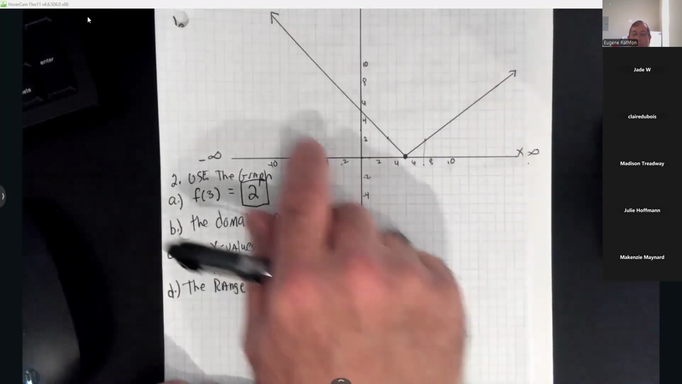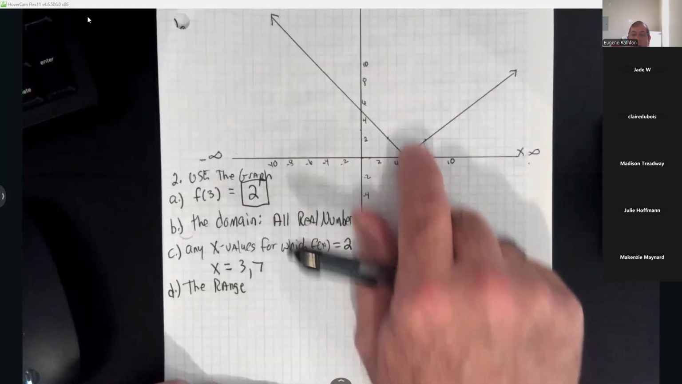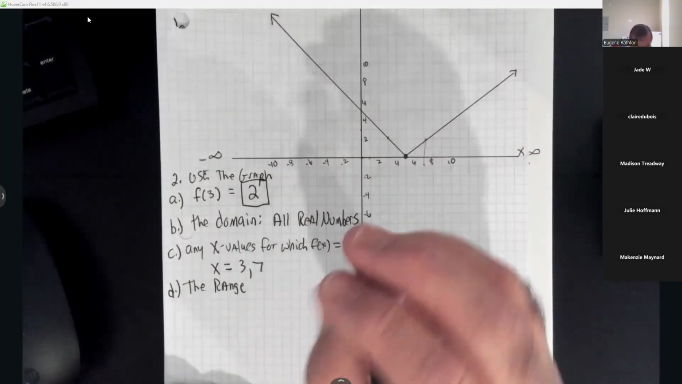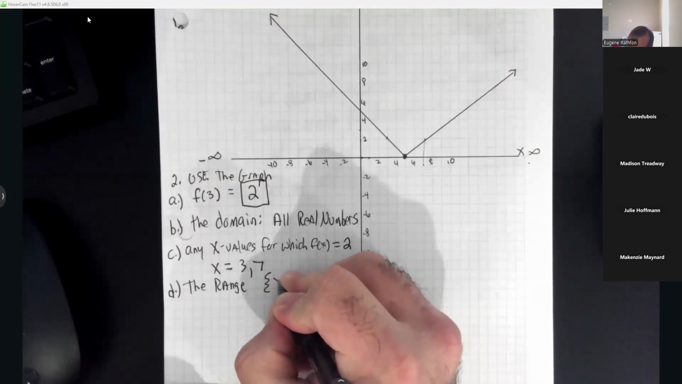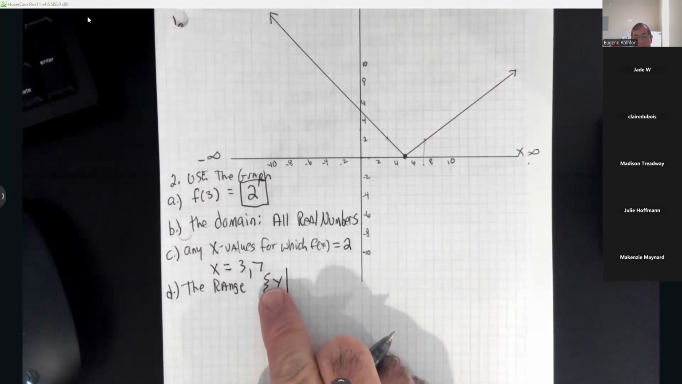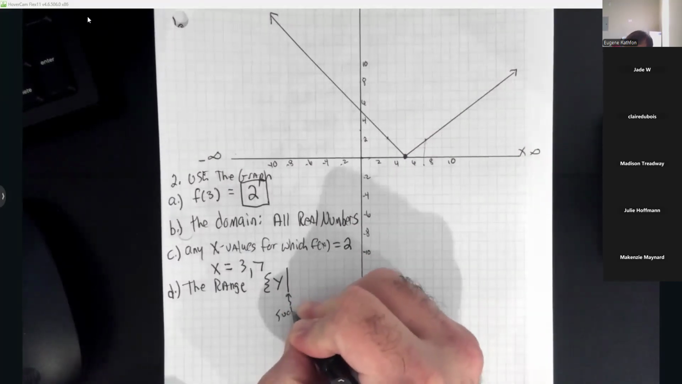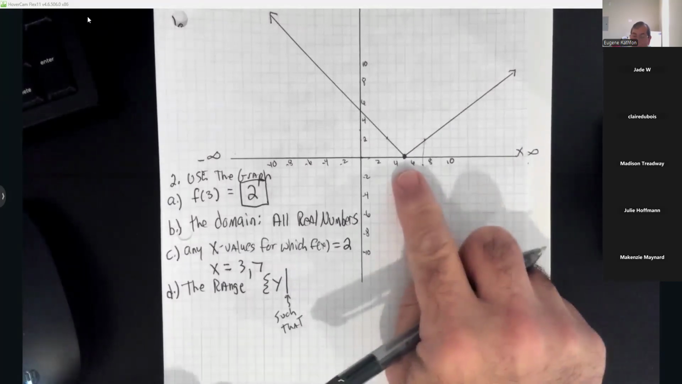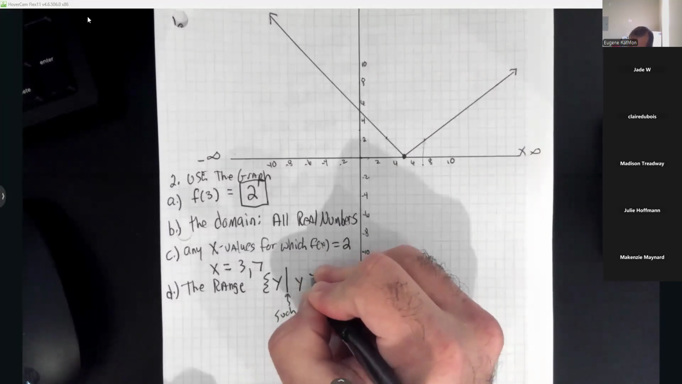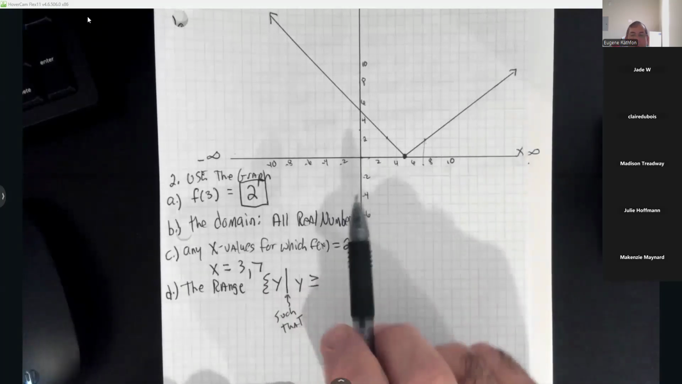See, the x's did go both directions on the x-axis, but the y values, they only go up into the positive direction. So for our range, we would pick the picture that had a y, such as, so you list the variable for the range, which is the y. This bar means such that. Well, what do I know about my y values? The y values are greater than or equal to, well, y'all, what's my smallest y value?